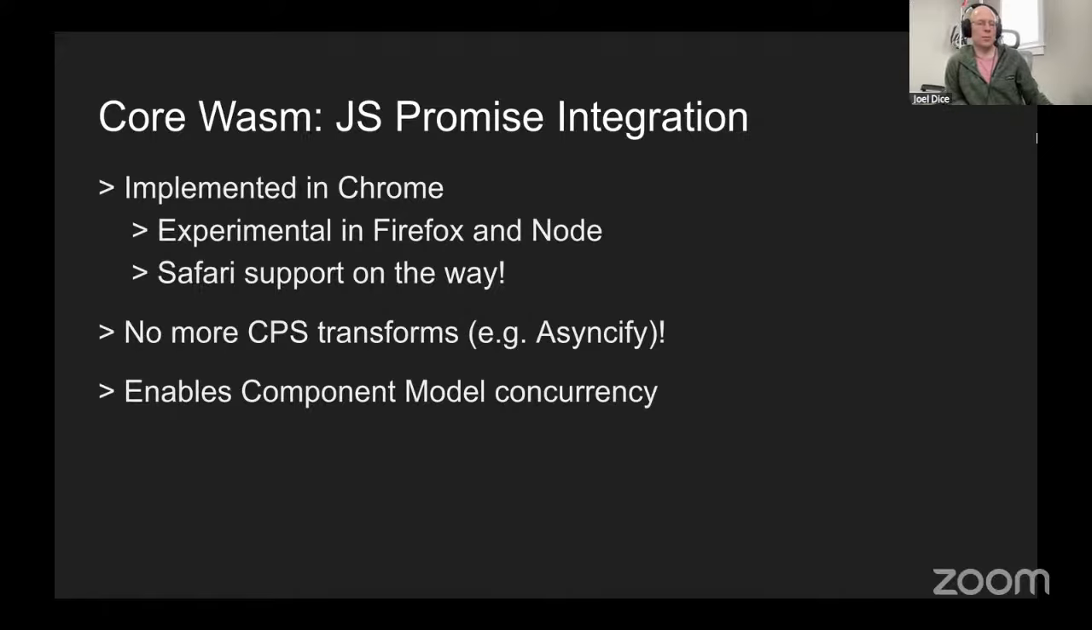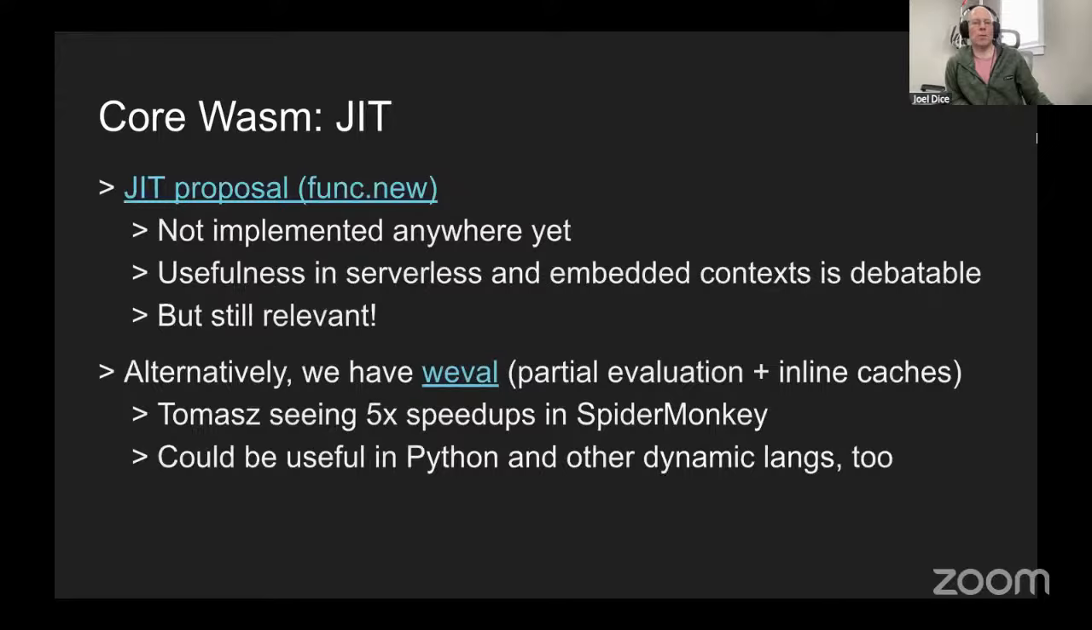And just like with exception handling, this means for a lot of languages that we can ditch the CPS transform, no longer use asyncify and the performance and code bloat penalties that implies. And it also serves as a foundation for the JCO implementation of component model concurrency, and then eventually, of course, browser native component model support. So super exciting. And we'll talk a little bit more about that in the context of stack switching as well.